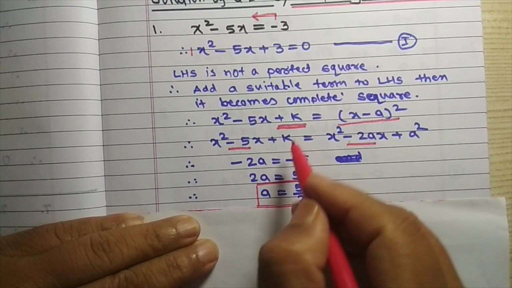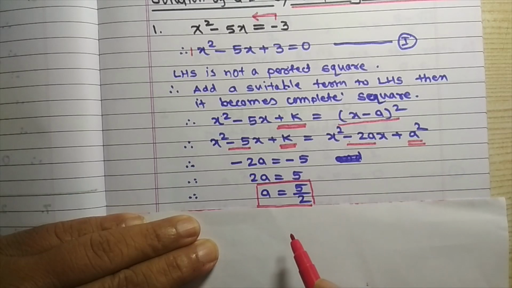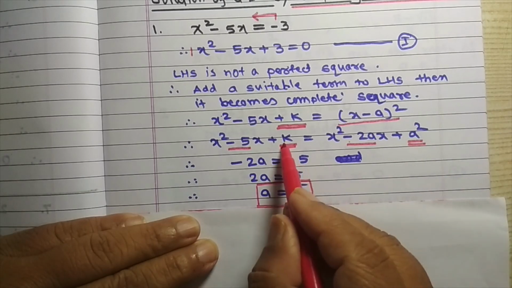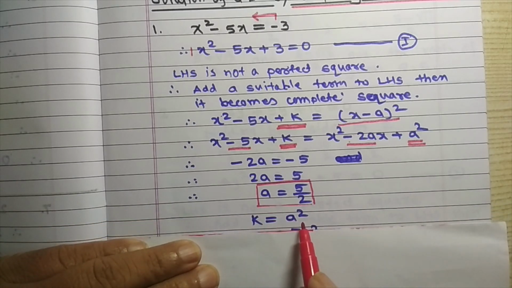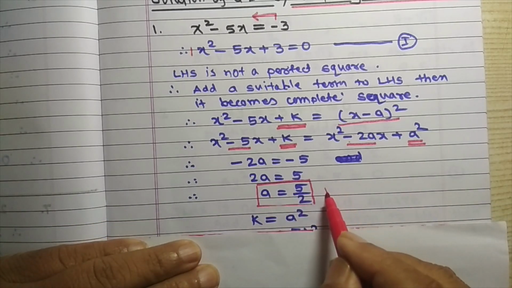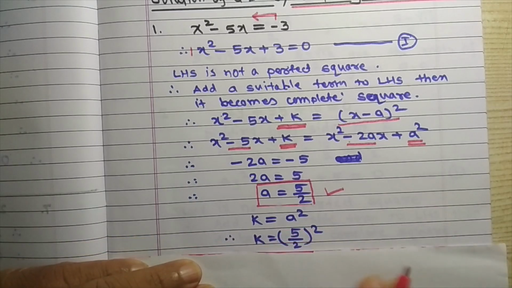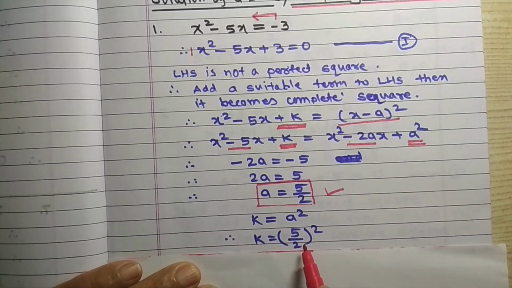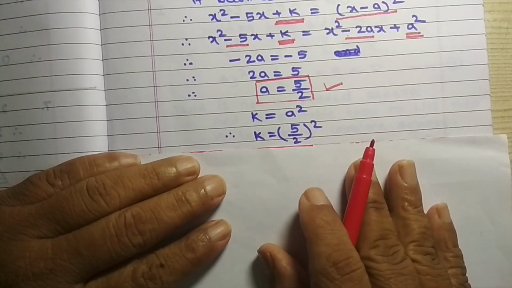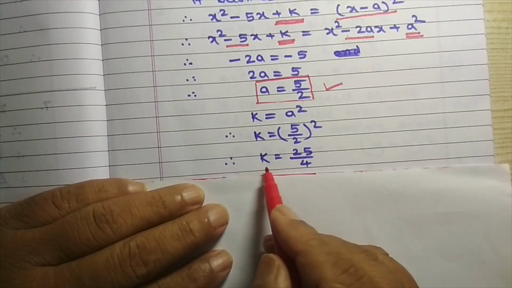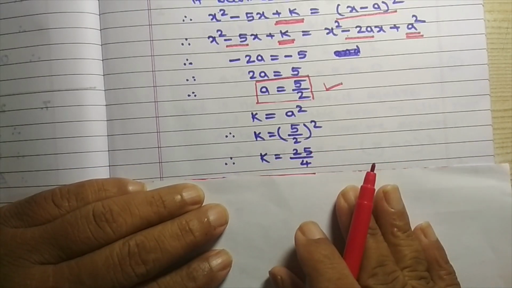Also, k means a square by comparing these two. K is equal to a square. We have to put the value of a, that will be here, means k is equal to (5 upon 2) bracket square. We have to square 5 upon 2, then it becomes k is equal to 25 upon 4. This is the simplest form.